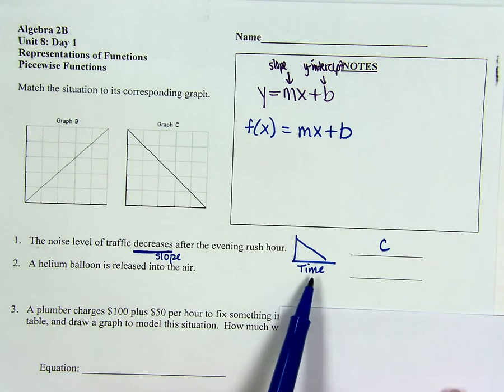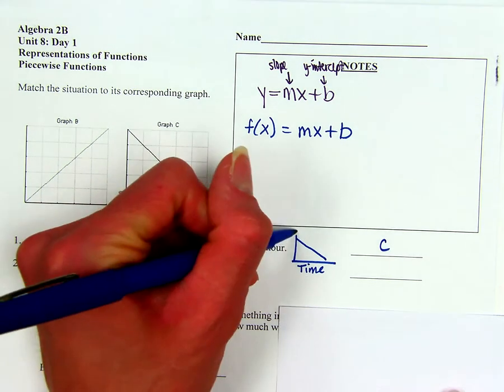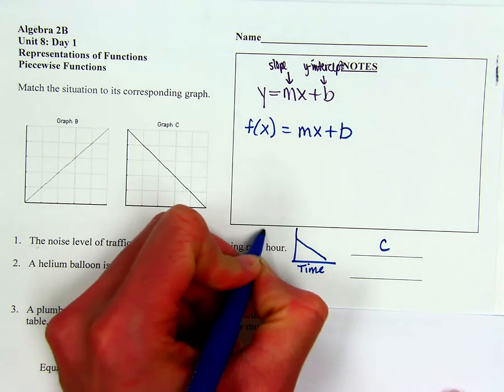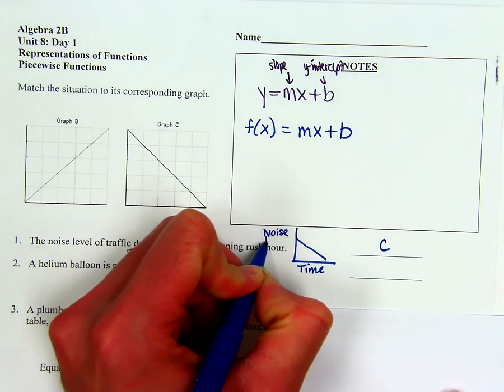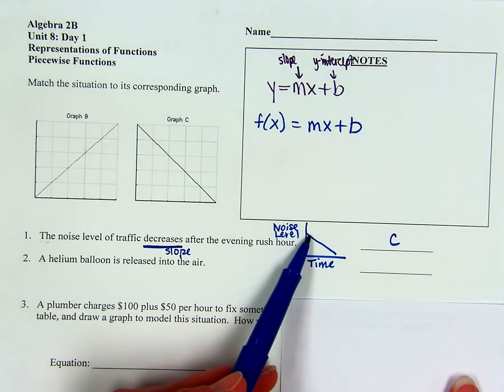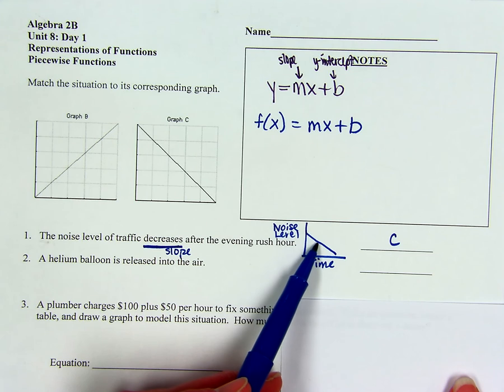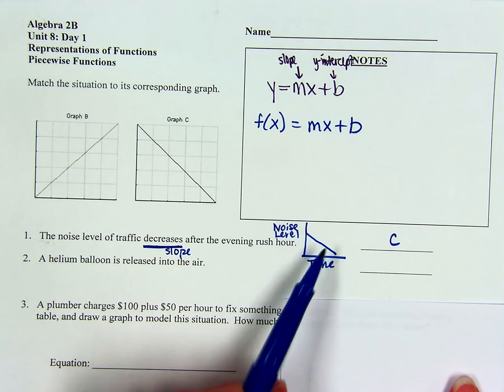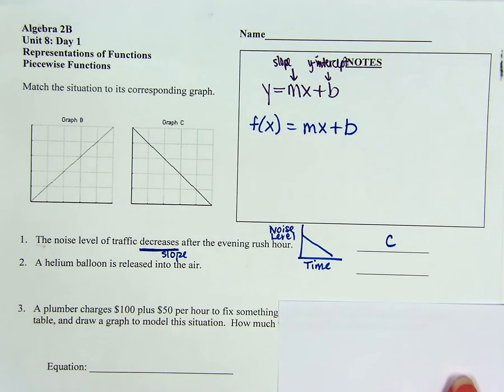Now, this is telling me that the x-axis represents time, and the y-axis is representing our noise level. Right? So you could set up a linear function that would say, all right, over time, as time goes on, after the evening rush hour, the traffic noise level goes down.